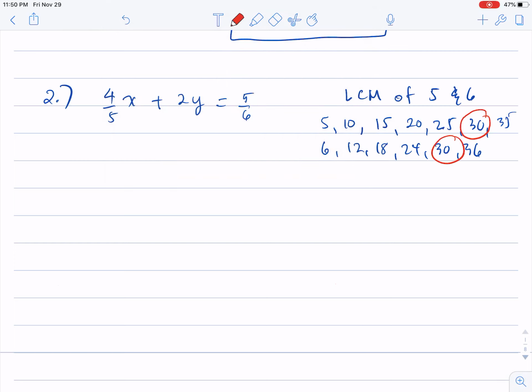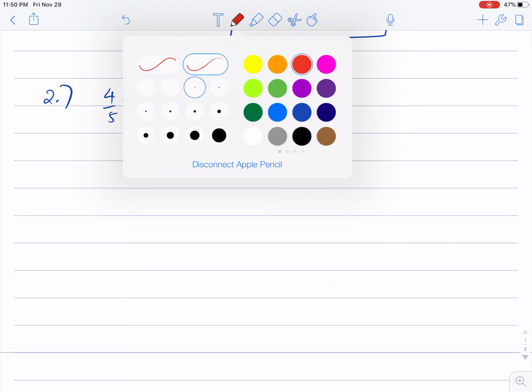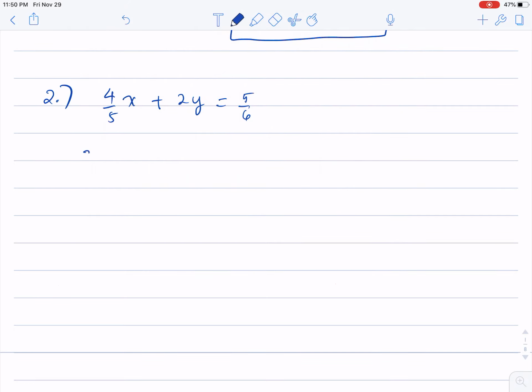This is by listing, no? Kasi madali lang siya. Pero we have many methods in getting the LCM of 2 or more numbers, no? So 30, meaning we multiply both sides of the equation by 30. Multiply. Magiging 30 times 4/5 x plus 2y. This is equal to 30 times 5/6.